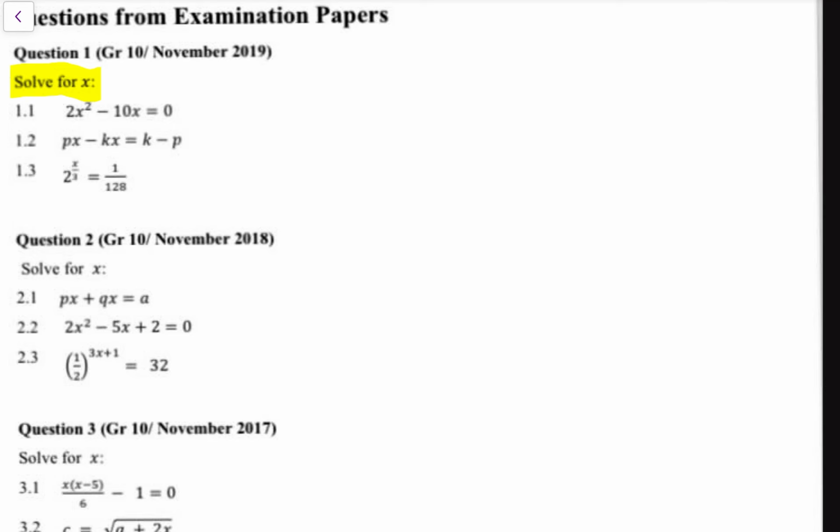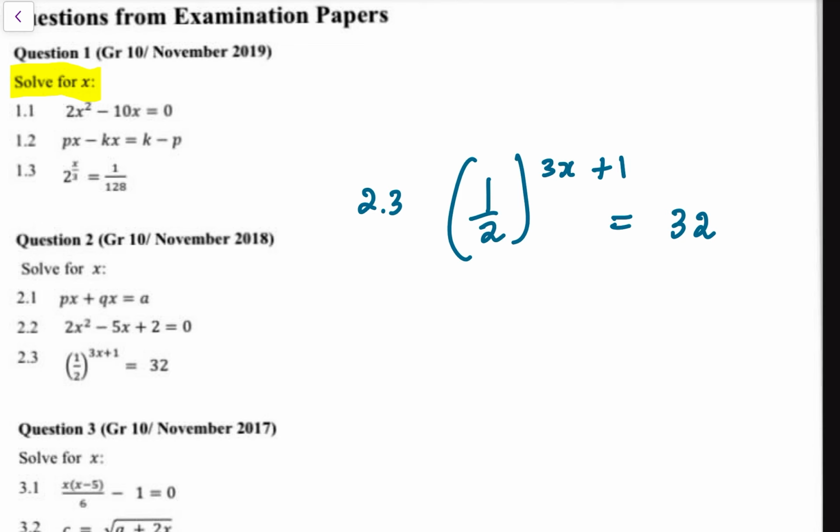Two point three, we are given 1 over 2 to the exponent 3x plus 1 is equal to 32. So we can write this as 2 to the exponent minus 1, because 1 over 2 is the same as 2 to the exponent negative 1, and then all to the exponent 3x plus 1. 32 is the same as 2 to the exponent 5.